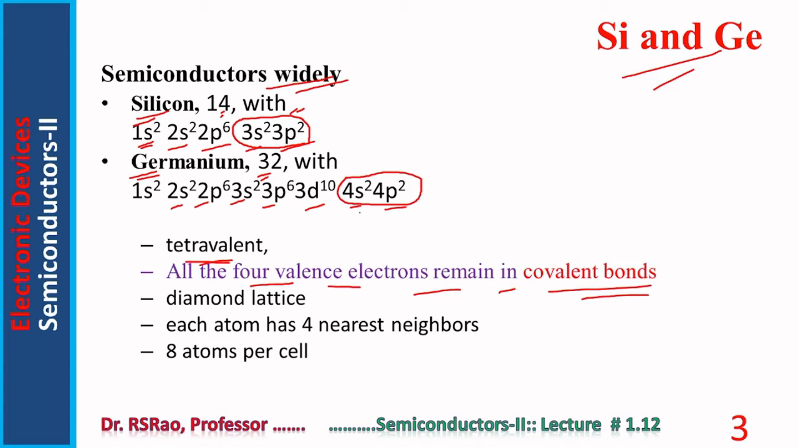The crystalline structure of these semiconductors belongs to a category called diamond lattice. Each atom has 4 nearest neighbors. There exist 8 atoms per cell. The first 2 points describe electronic structure. The remaining 3 points describe the crystalline nature of silicon and germanium.